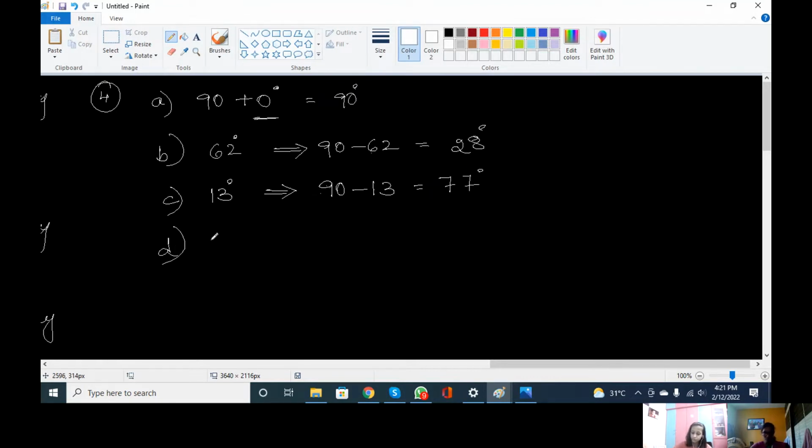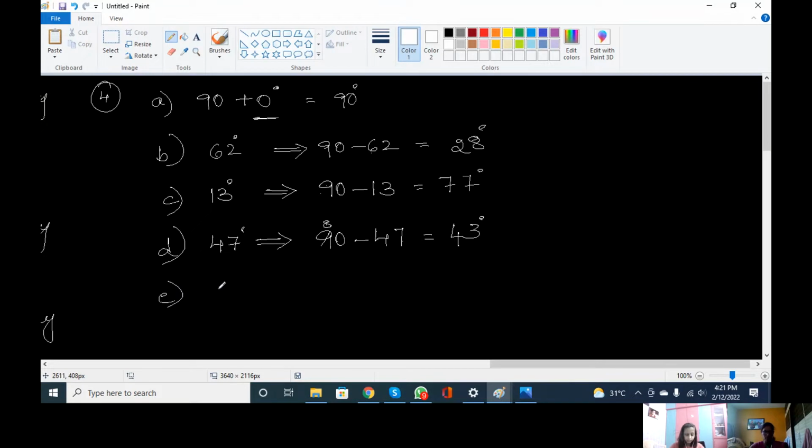And D bit, 47 degrees. Complementary means the sum of the angles is 90. From that you need to remove 47 degrees. 10 minus 7, 3. So 8 will be there. 8 minus 4 is 4, 43. So 43 degrees is the complementary angle for 47.